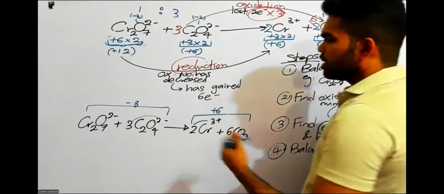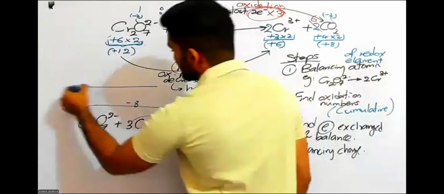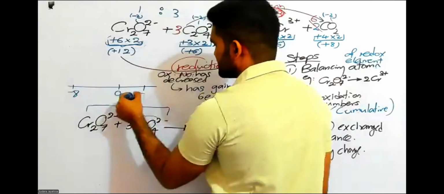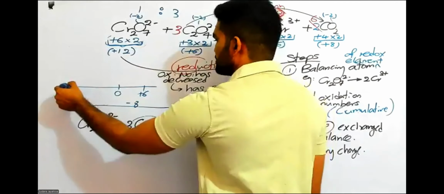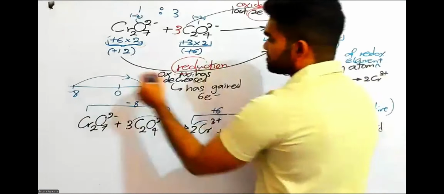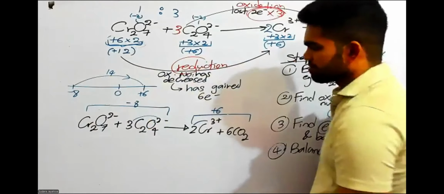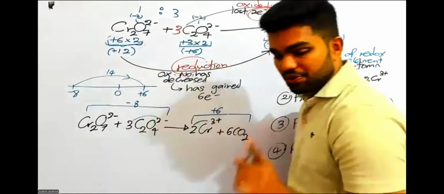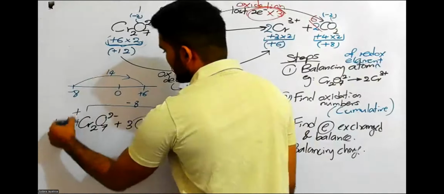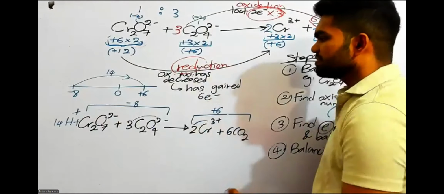So how many must you add? Minus 8 to plus 6. If you draw a number line, you will understand it properly. Minus 8 lies here, plus 6 somewhere here. So from here to here, how many charges must you add? You have to add 14. 6 plus 8, 14. So those are 14 hydrogen ions, right? Those 14 hydrogen you are going to add to the left side. Then both side charges will be the same.